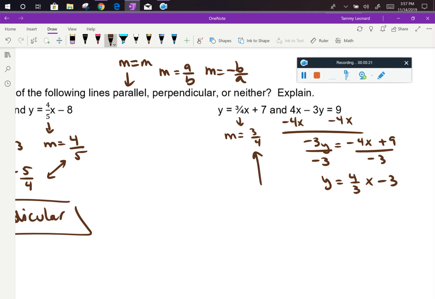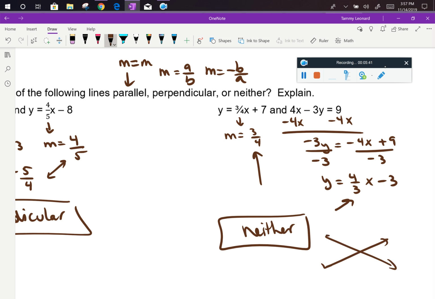Now be careful. Look at those two slopes. They've been flipped, so our first instinct is to say perpendicular. But notice they're both positive. So they're not the same, but they're also not opposite reciprocals. So these lines are neither parallel nor perpendicular. They kind of just meet like that. Actually, no, they don't meet like that, because they're both positive. One of them goes up 4/3, the other one goes up 3/4, so it's just a little less steep.